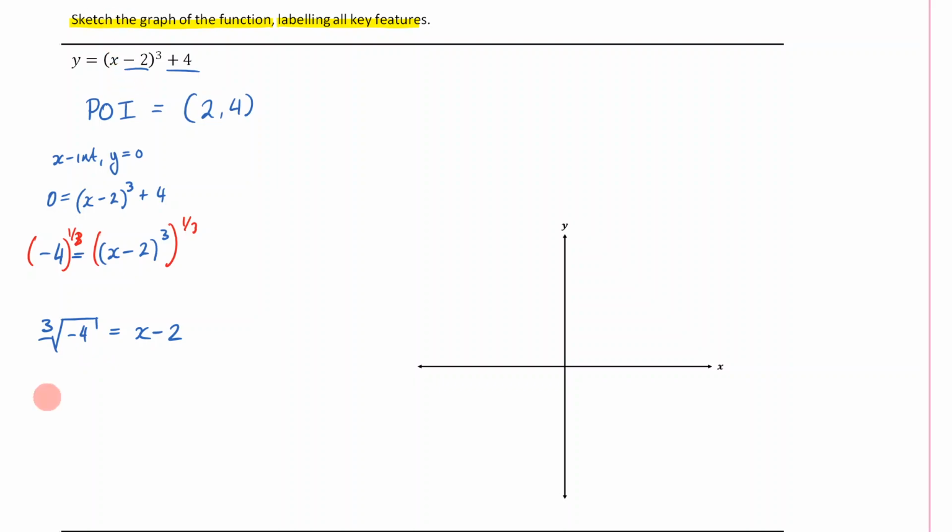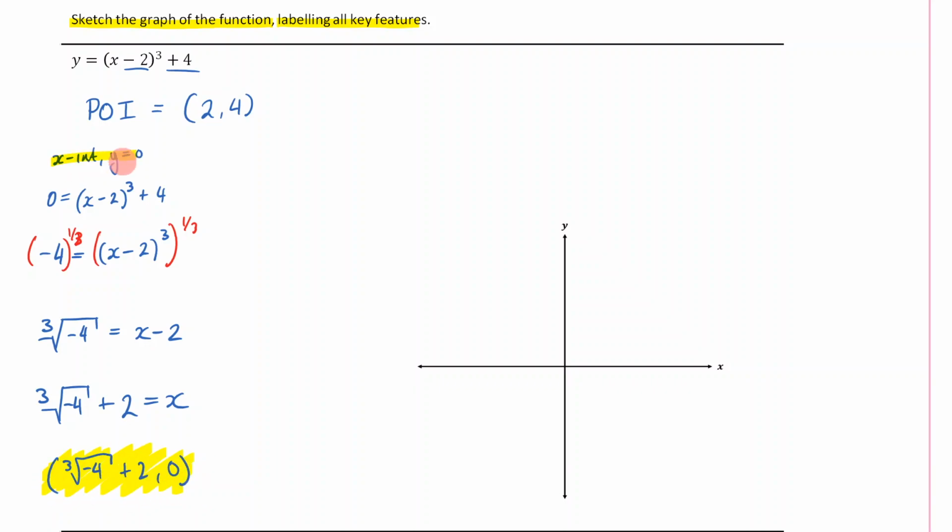Then we're going to plus 2 to both sides, so I'm going to get the cube root of -4 plus 2 is equal to x. So that is going to be my x-intercept. My x-intercept is going to be the cube root of -4 plus 2, 0. That is going to be my x-intercept. Kind of ugly, yes, but that's what it's going to be. We'll talk more about that when we come to sketching it, but for now, as long as you know that that is what the x-intercept is going to be, that's the important part.